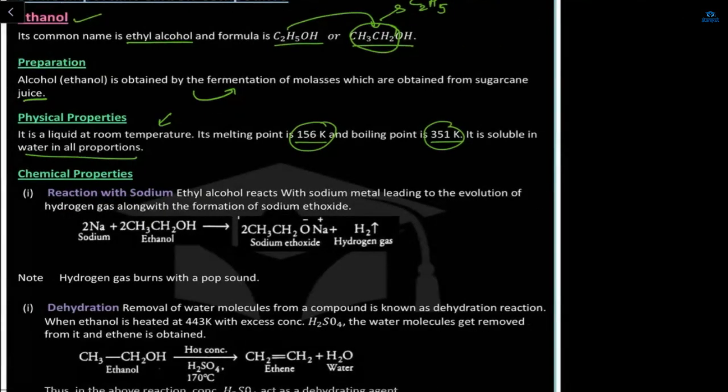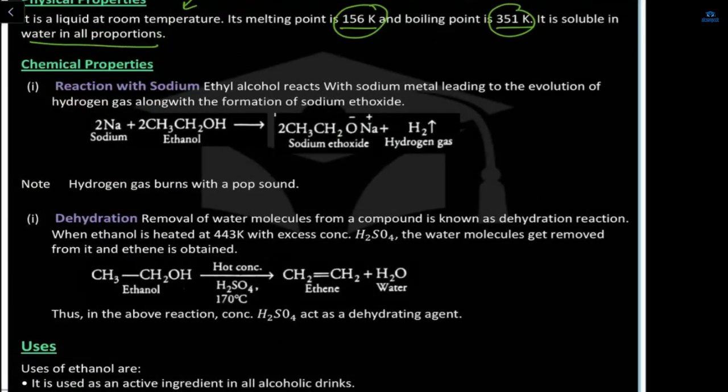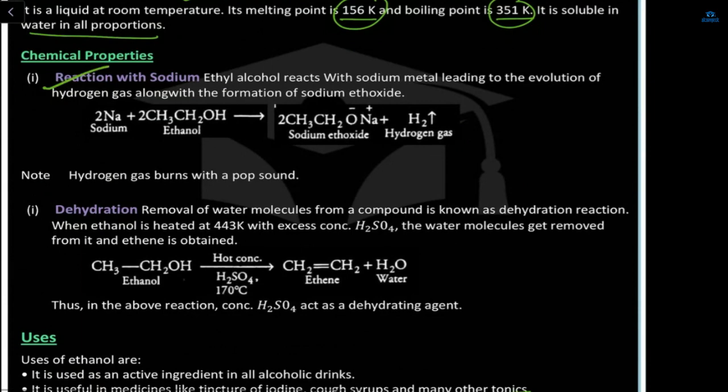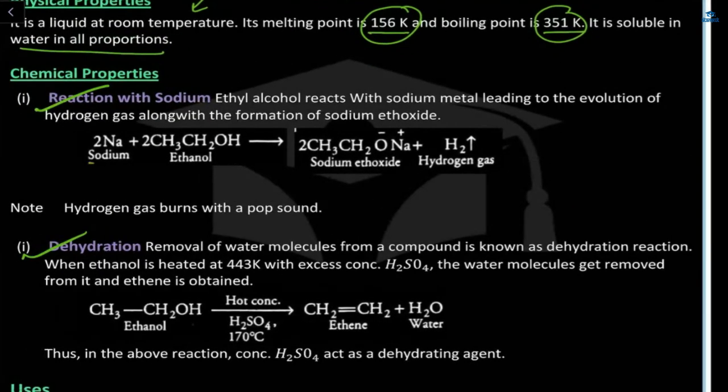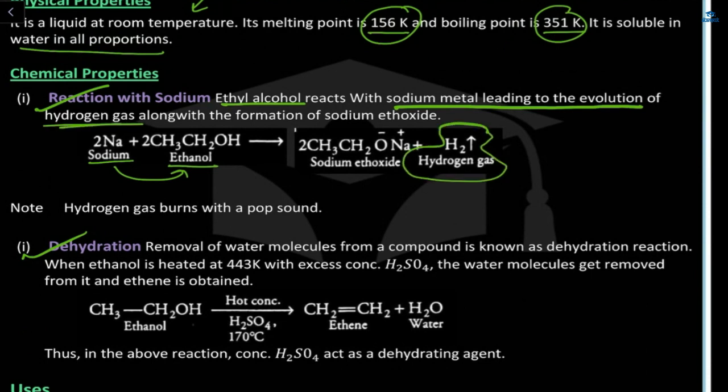What are the chemical properties? There are two types: reaction with sodium and dehydration. What is the reaction with sodium? Here, this is your sodium, Na, and this is your ethanol. When both are reacted, ethyl alcohol reacts with the sodium metal, leading to the evolution of hydrogen gas along with the formation of sodium ethoxide. So sodium ethoxide will also form.